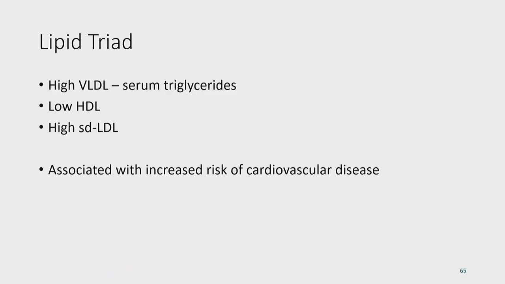So as a result of obesity, we see blood lipids follow a pattern that's called the lipid triad. This is high VLDL, low HDL, and high small dense LDL. And it's a pattern associated with an increased risk of cardiovascular disease.